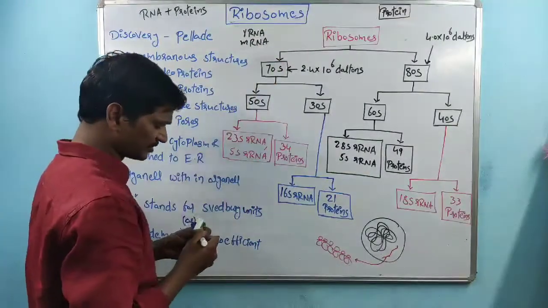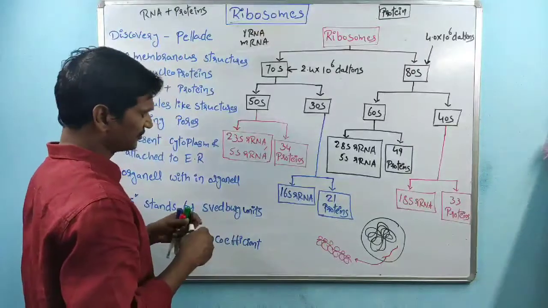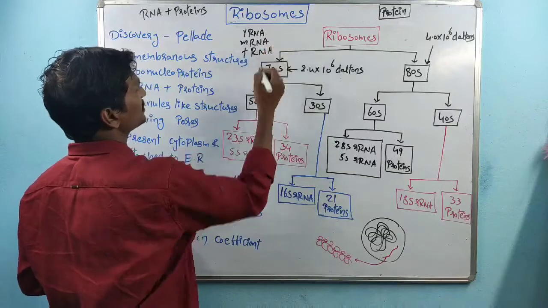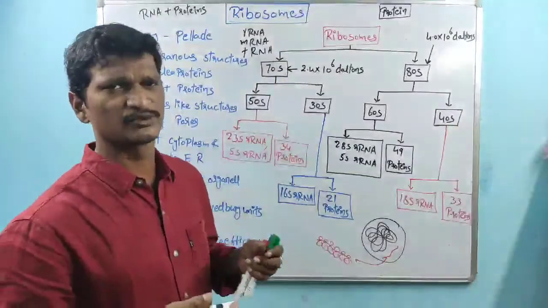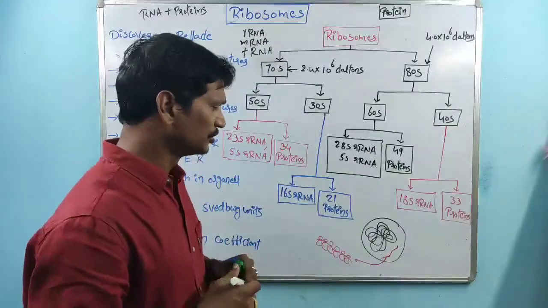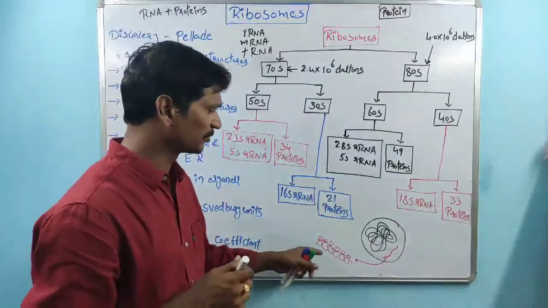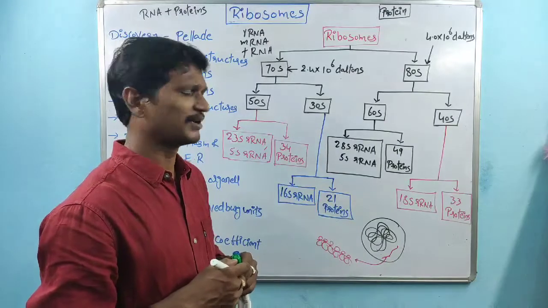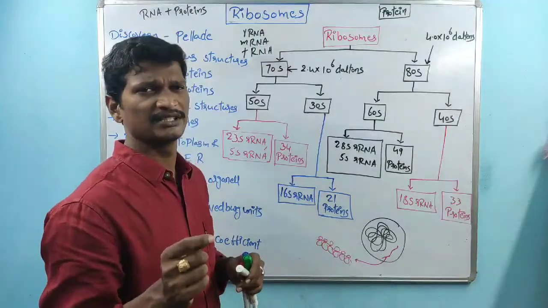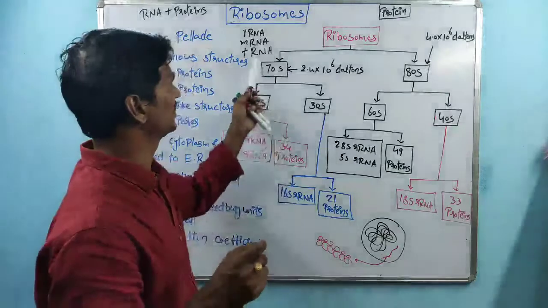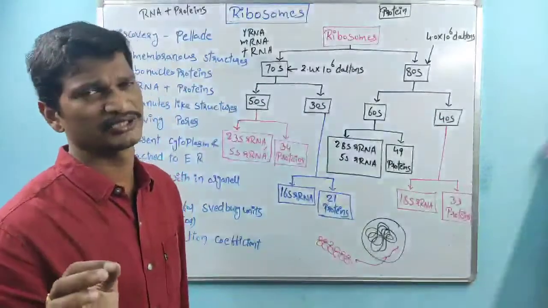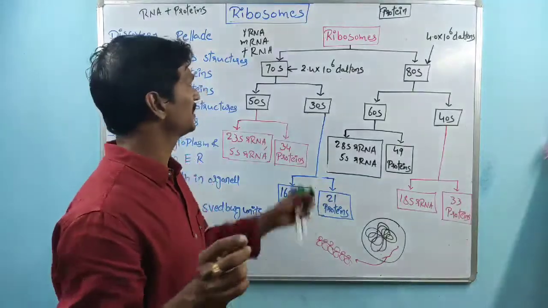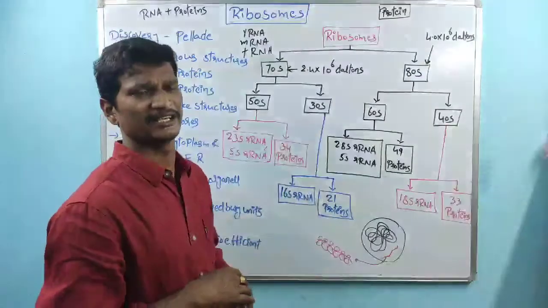And the last type is tRNA, transfer RNA. tRNA indicates transfer RNA. So what is transferred by the tRNA? During protein synthesis, amino acids are required. The amino acids are transported by the tRNA.